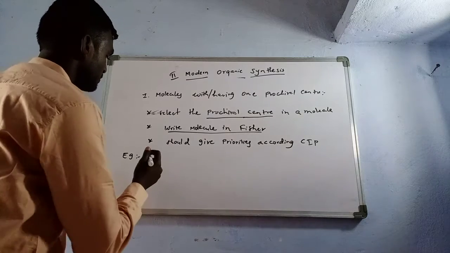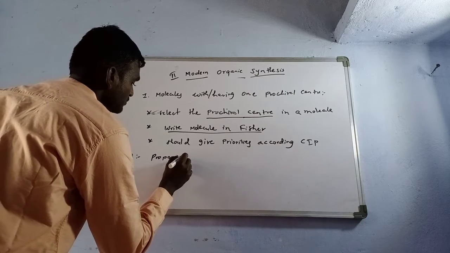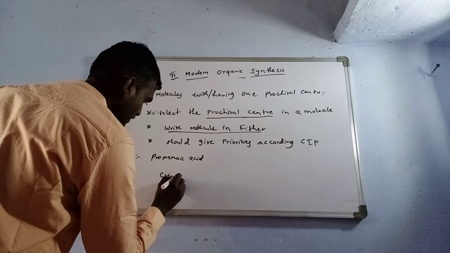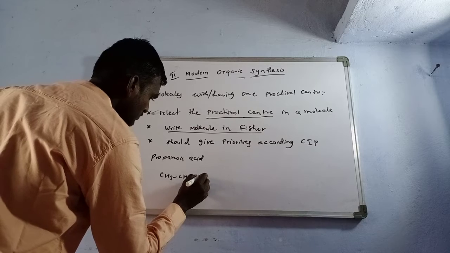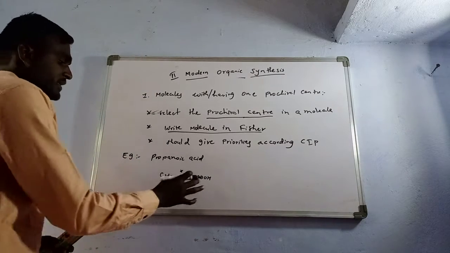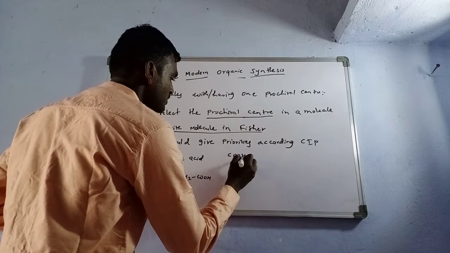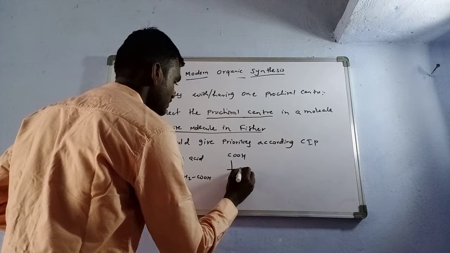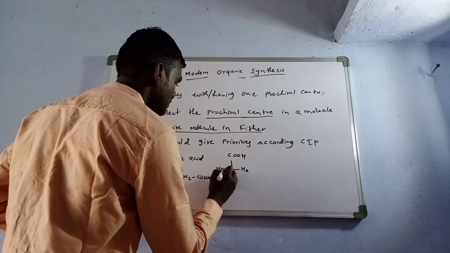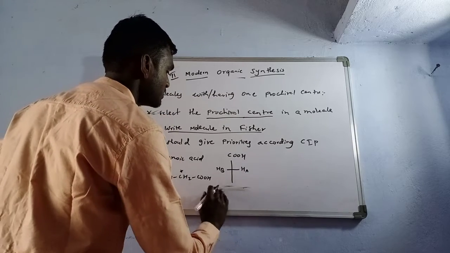Example is propanoic acid. For this propanoic acid, this is the pro-chiral center, and it will be written in the Fischer form. Here H(A), here H(B), here COOH, sorry, CH3.